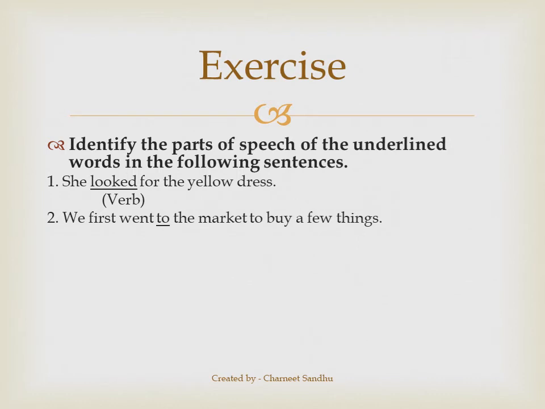The next one. We first went to the market to buy a few things. Now again, as I told you, as soon as you look at the underlined word, you have to start recalling all the 8 parts of speech and see which one the underlined word fits into. So here, to is a preposition. It shows relationship between the pronoun we and the rest of the sentence.